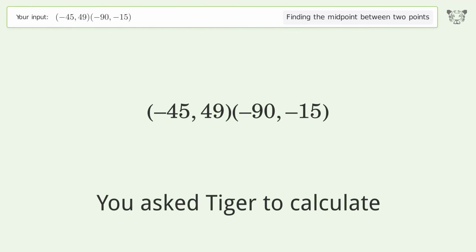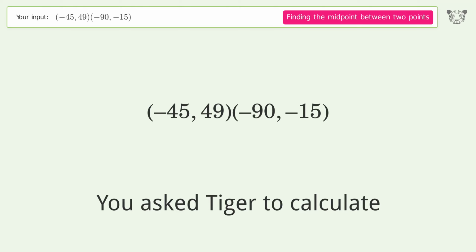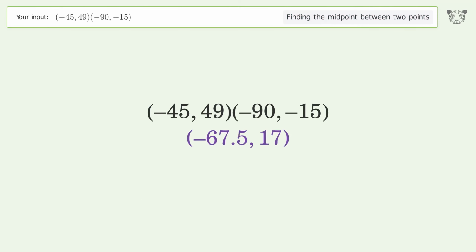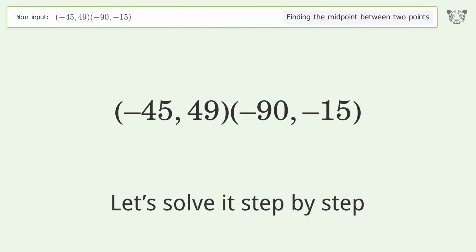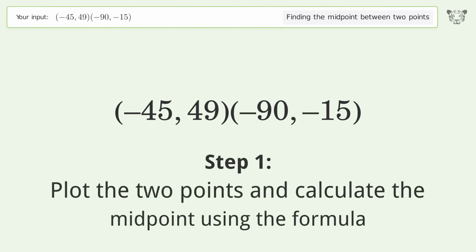You ask Tiger to calculate. This deals with finding the midpoint between 2 points. The midpoint between the 2 points is negative 67.5, 17. Let's solve it step by step. Plot the 2 points and calculate the midpoint using the formula.